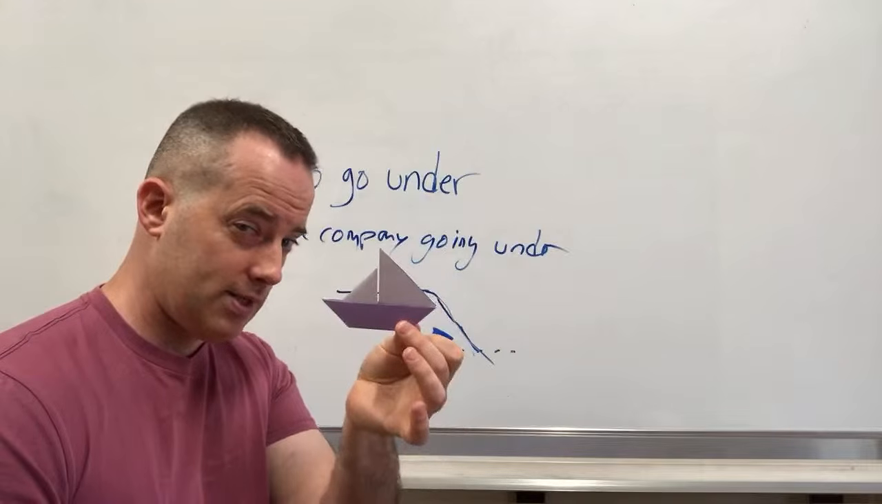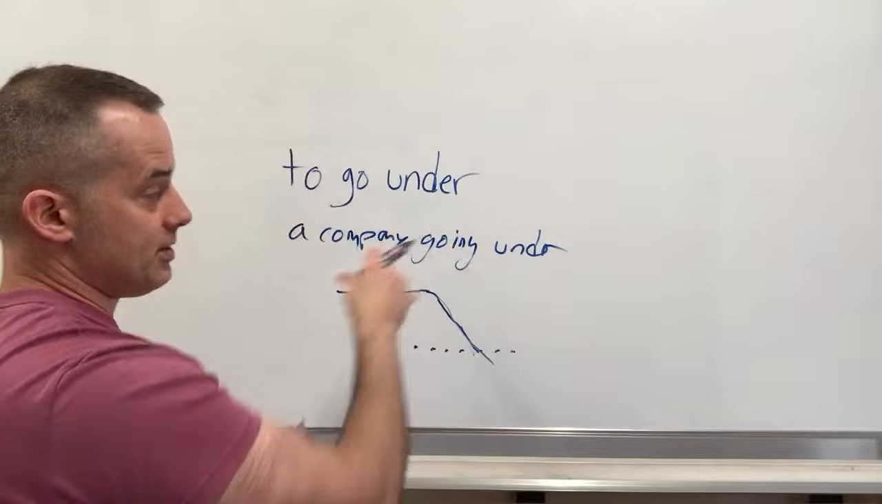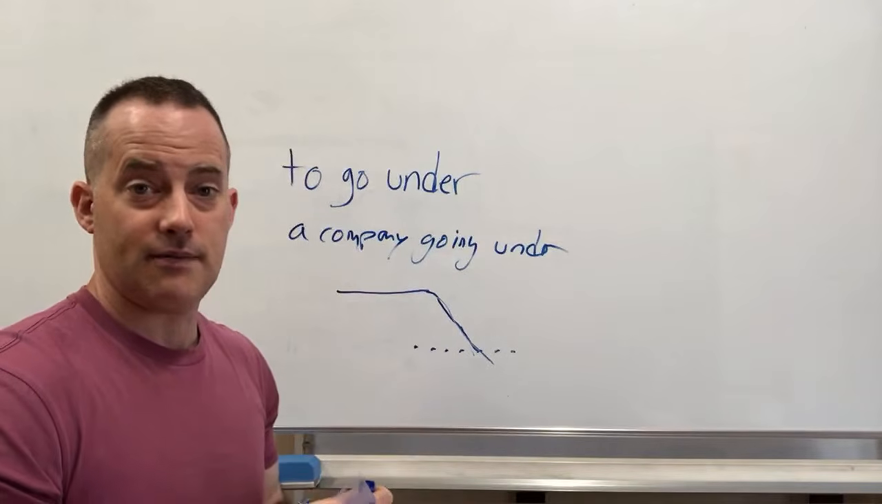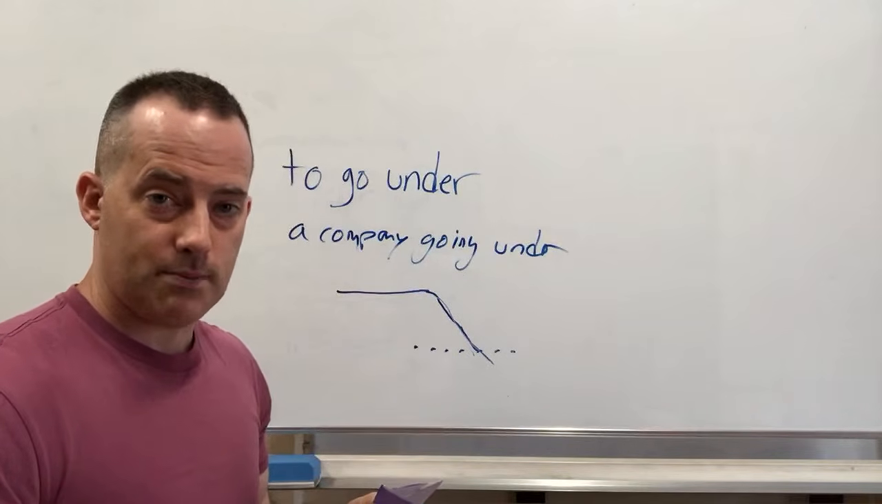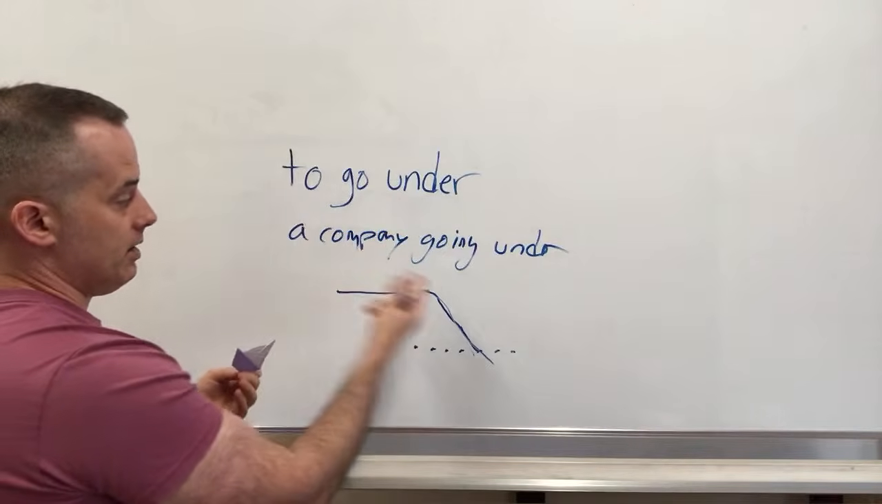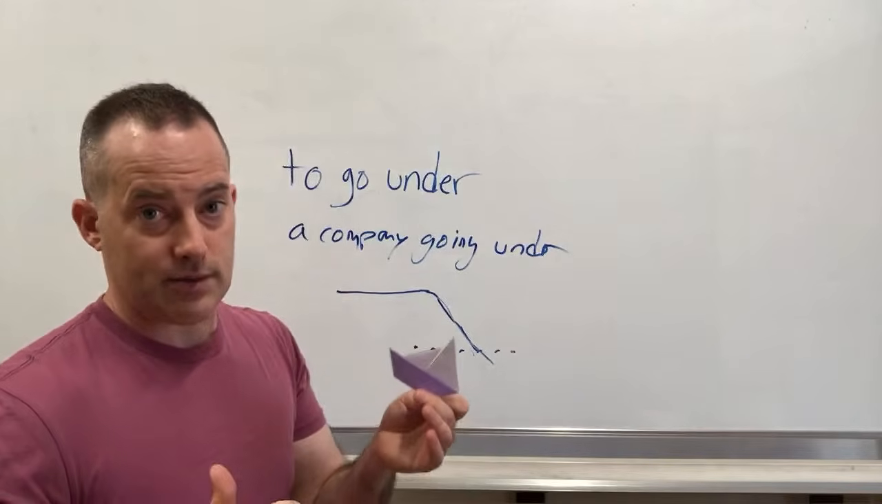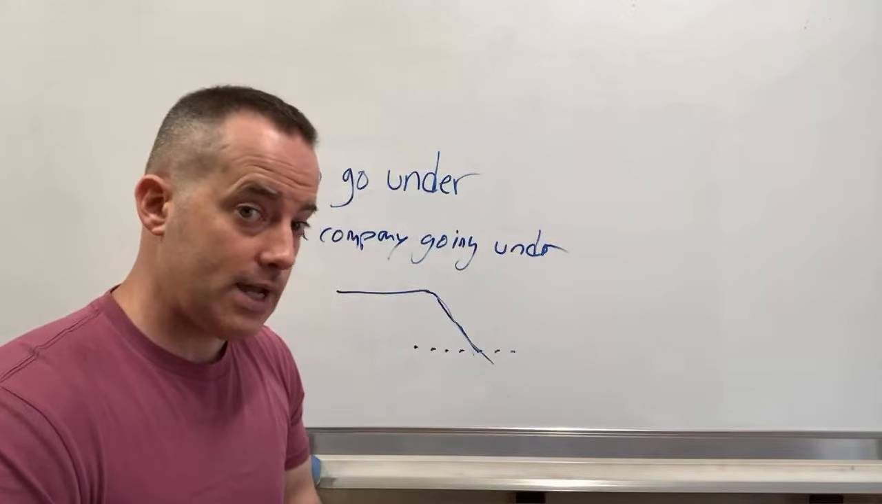Any questions about that? I really want to make sure you understand this, because if you don't understand even the basic pieces of a sentence, then of course you're not going to make fluent sentences. Okay? So here we have to go under, and then a company is going under in the same way. Doesn't look like any questions, so let's move on to phrase number 2.